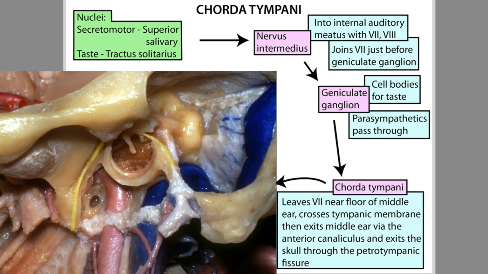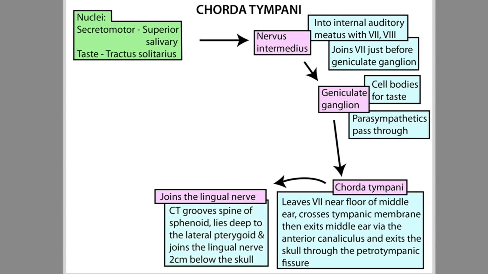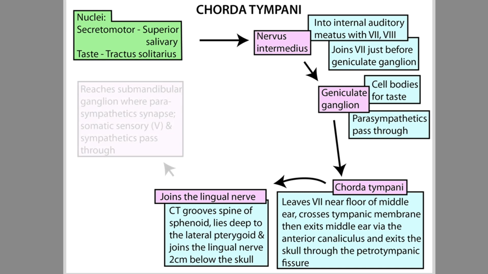Having left the skull, it then runs down to join the lingual nerve from behind. It actually grooves the spine of the sphenoid, lies deep to the lateral pterygoid, and then joins the lingual nerve about 2 centimetres below the skull.